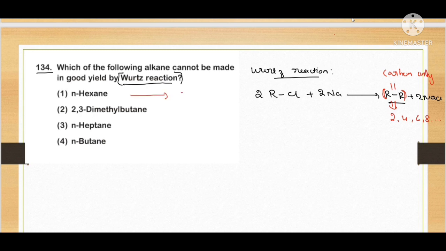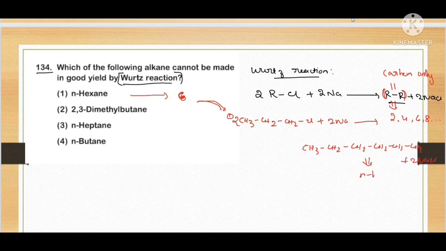N-hexane. In n-hexane, 6 carbons are present. This is even. This can be produced by Wurtz reaction. Now let us look into the reaction. CH3-CH2-CH2-Cl plus 2 moles of sodium. Here 2 moles of CH3-CH2-CH2-Cl plus 2 moles of sodium gives rise to CH3-CH2-CH2-CH2-CH2-CH3 plus 2 moles of sodium chloride.